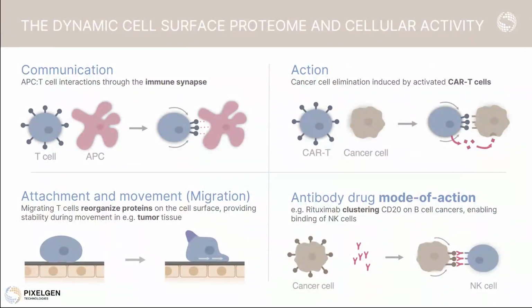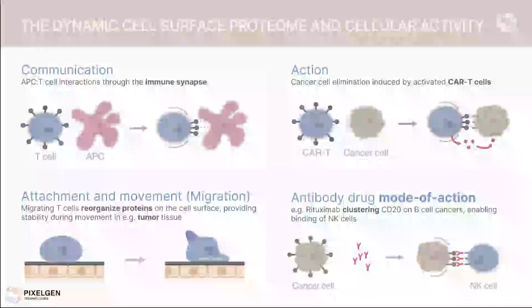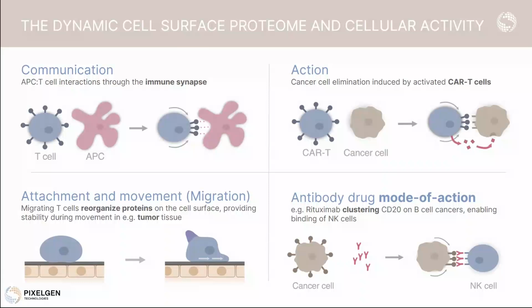And then the fourth example is an antibody drug mode of action. You have rituximab here colored in pink. What rituximab does is that it binds to CD20 on B cell cancers, which then clusters CD20 to one side of the cell. And only then can NK cells recognize and bind to them to initiate the ADCC pathway. So these are some examples when the spatial aspect is actually crucial.